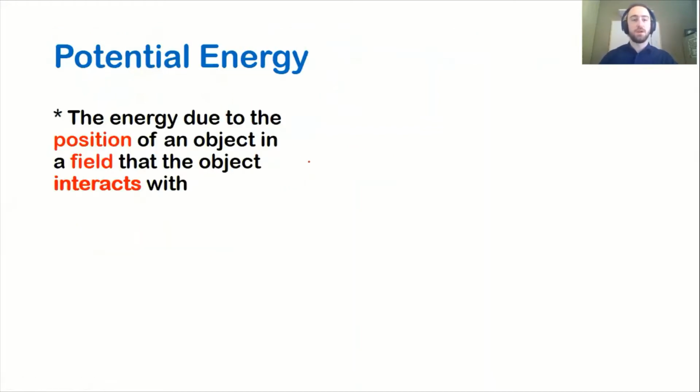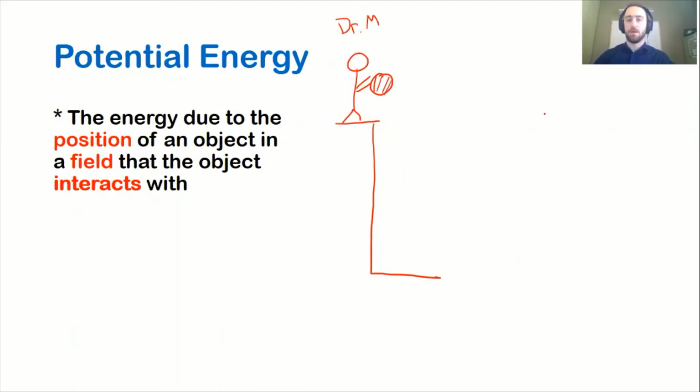So potential energy. What is potential energy? Well, potential energy is the energy due to the position of an object in a field that the object interacts with. Now, what does this mean? Well, let's draw a little diagram here. So this is me here, Dr. M. And I'm holding a ball on top of a hill. Right now, the object is the ball, and the field is the entire system. So me standing on top of a hill, holding the object, which is the ball.